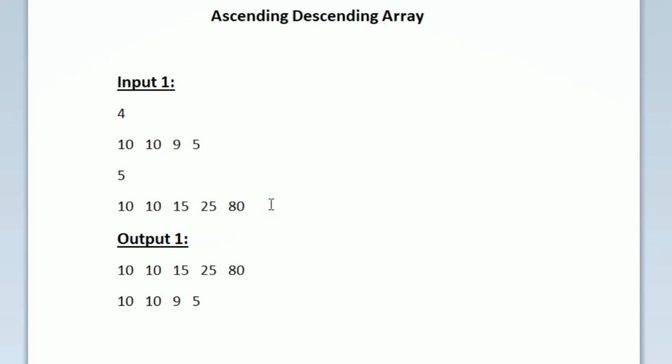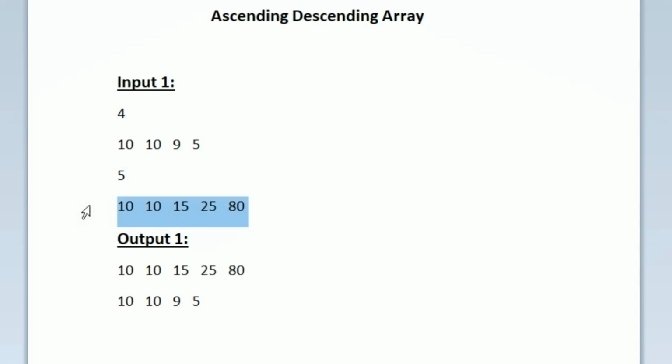Now there are three possibilities. Either the given array will be in ascending order, or it will be in descending order, or all the values in the array will be the same. In this case, the first array is in descending order. Here we can see that first it is 10, 10 and then 9, 5. So the values are in descending order.